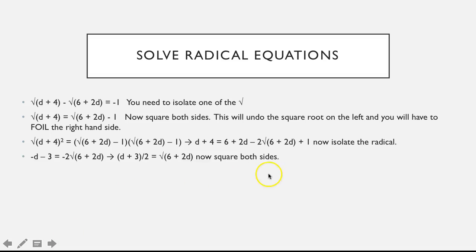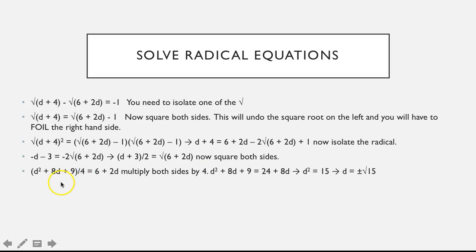So you're going to move your 6, your 1, and your 2d to the opposite side, and you get d minus 3 equals negative 2 times the square root of 6 plus 2d. And then you want to divide both sides by negative 2, which changes your d minus 3 to d plus 3 being positive, and your 2 becomes positive, and it equals the square root of 6 plus 2d. Now you square both sides. When you square both sides, you're going to get d squared plus 8d plus 9 divided by 4.